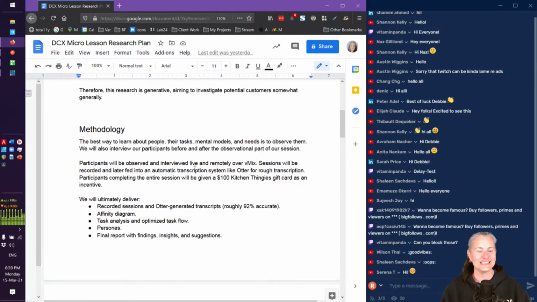Methodology. The best way to learn about people, their tasks, mental models, and needs is to observe them. We will also interview our participants before and after the observational research.